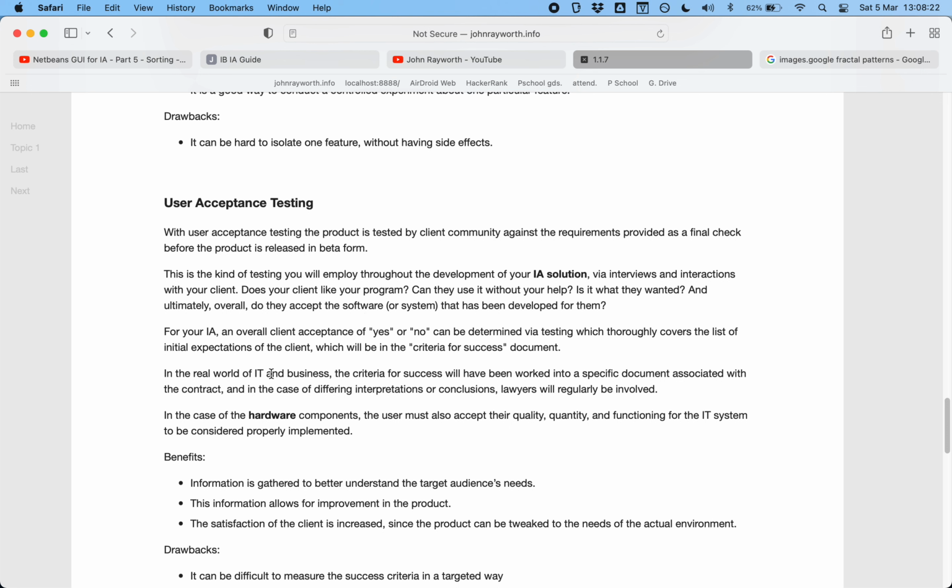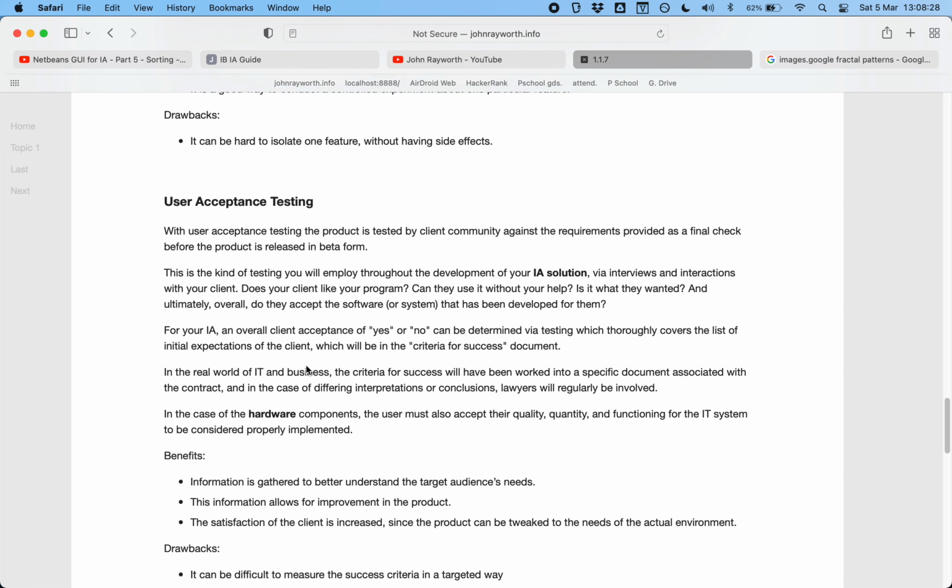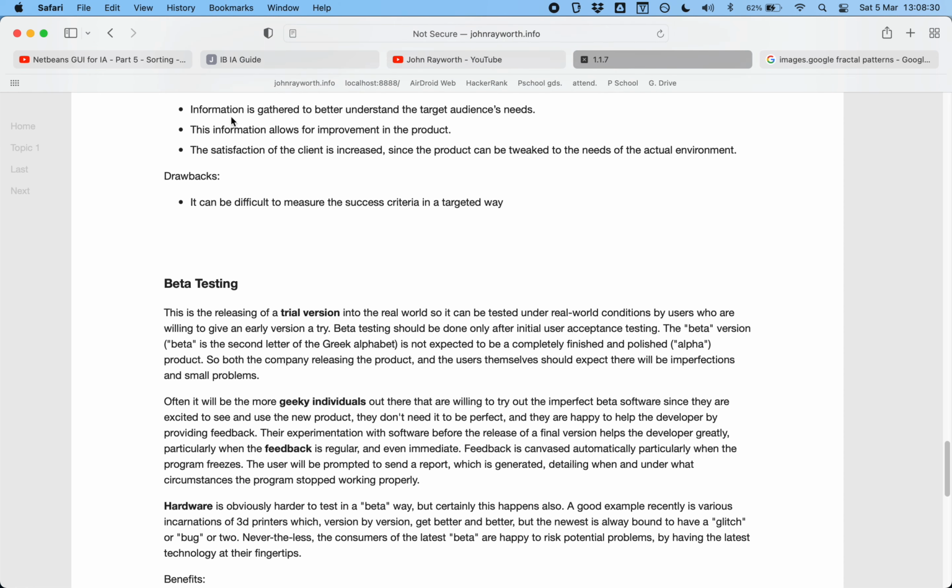So this is before beta release. This is where you bring in the users, or you go to the users and with your system, you say, okay, try it out, what do you think? I'm giving benefits and drawbacks to each of these.